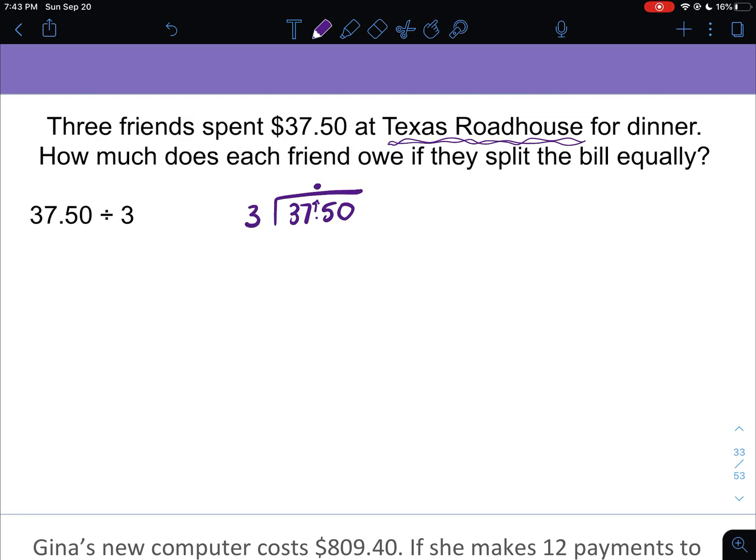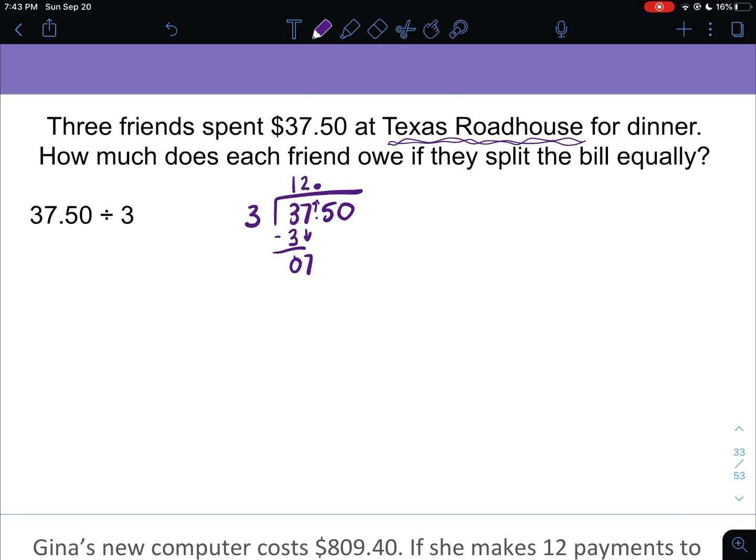Once you do that, you're literally just going to divide like normal. Pretend the decimal's not even in the dividend, inside the division house. So does 3 go into 3? It does. It goes in once. 1 times 3 is 3. Subtract. You get 0. Bring down the 7. If you want to copy down the notes as I'm doing it, please do so. But if you would rather wait till the end, that is fine as well. So does 3 go into 7?